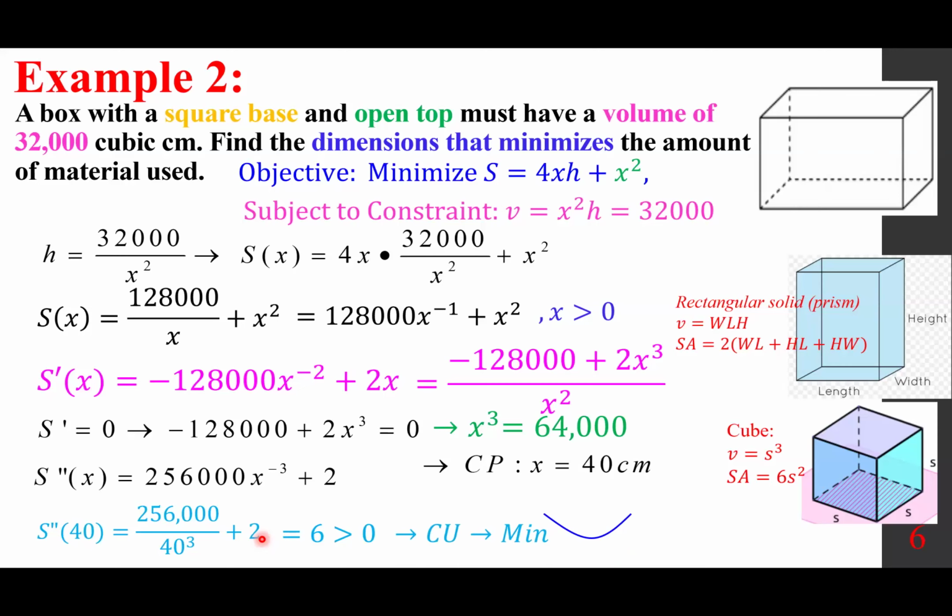Yeah, 40 cubed is 64,000. And when you divide it, you get 4 and 2 is 6. So concave up, the minimum occurs when x is 40.